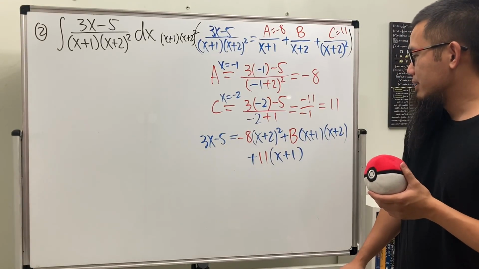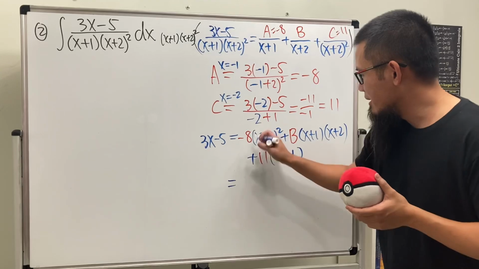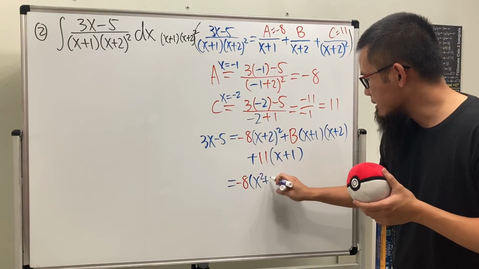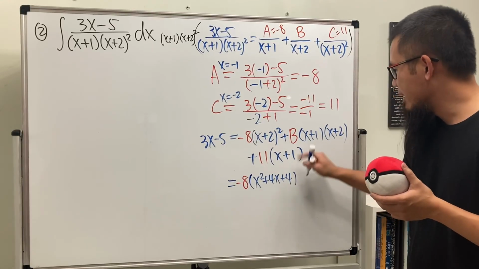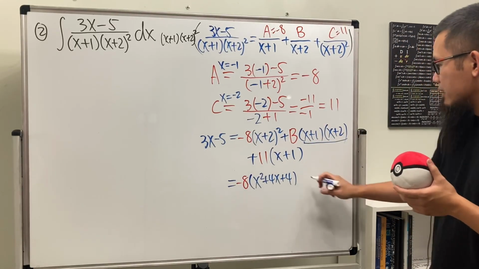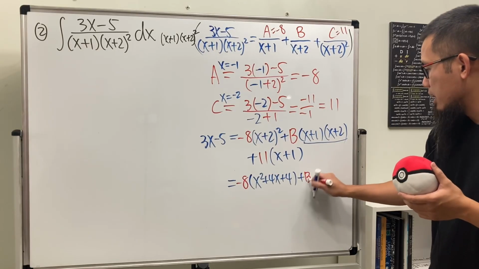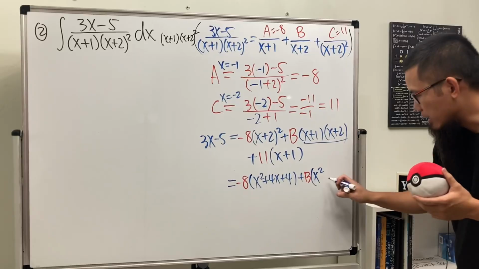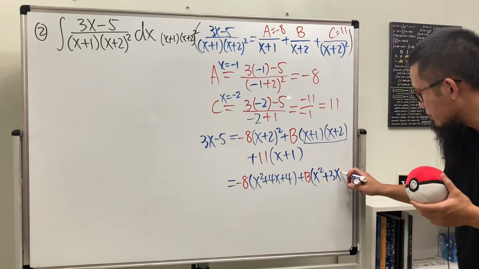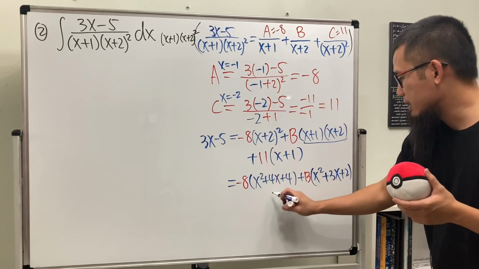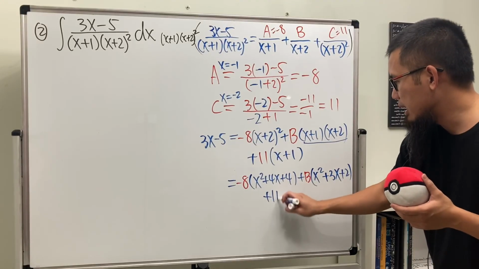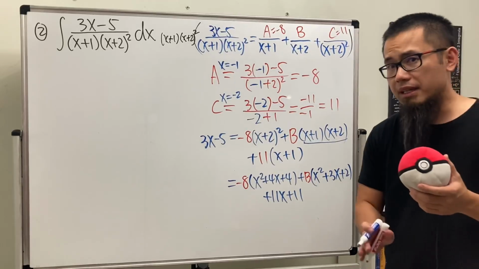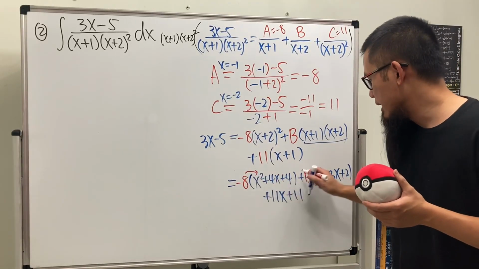Yeah. So what are we looking at? This right here is equal to -8. And then this right here, when we open it, we get x squared plus 4x plus 4. And then let's multiply this out first, yeah? So we get plus b. And then this right here is going to give us x squared plus 2x plus x. So that's plus 3x. And then plus 2. And then, of course, for this guy, we can just distribute. So we get plus 11x plus 11. And right here, we just distribute. But in fact, we just need to worry about this and also that.